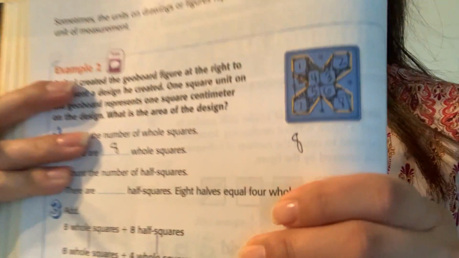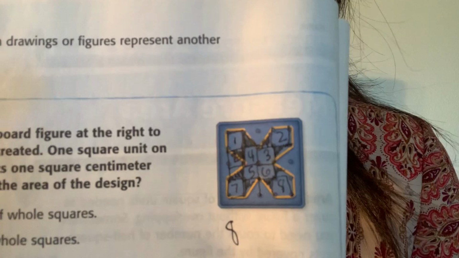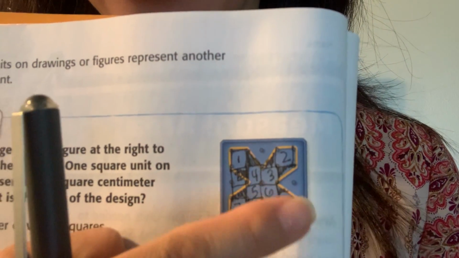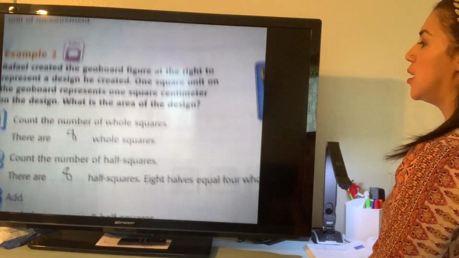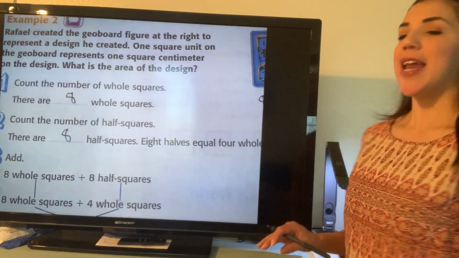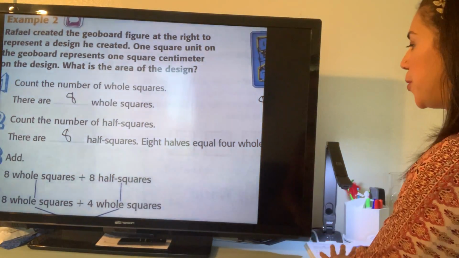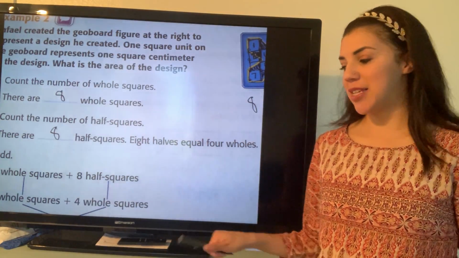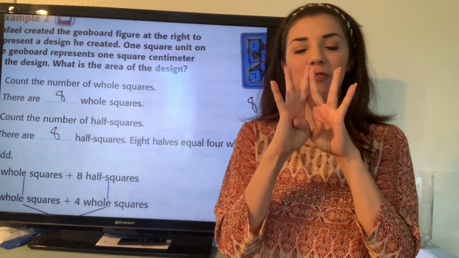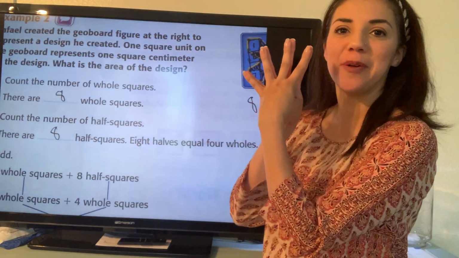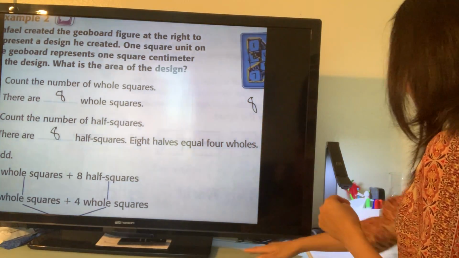When we count the number of half squares, let's go ahead and count those. 1, 2, 3, 4, 5, 6, 7, 8. So there are 8 half squares. And 8 halves is going to equal 4 wholes, right? If we have 8 halves, this half will go there, this half will go there, these halves will go there, these halves will go there. So we'll have 4 wholes, okay?